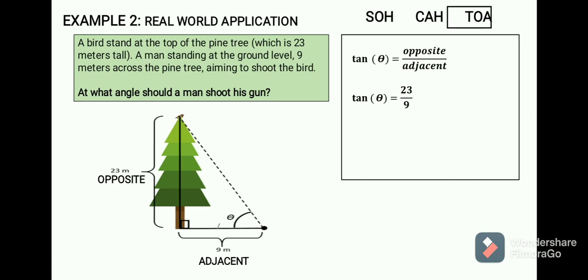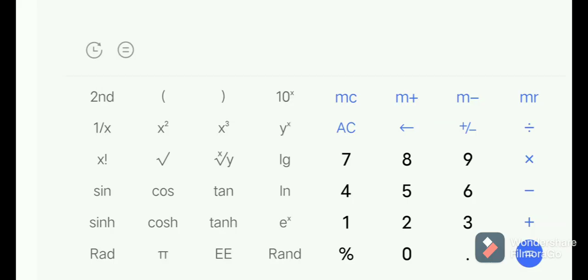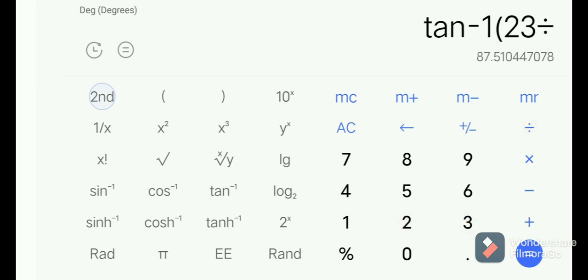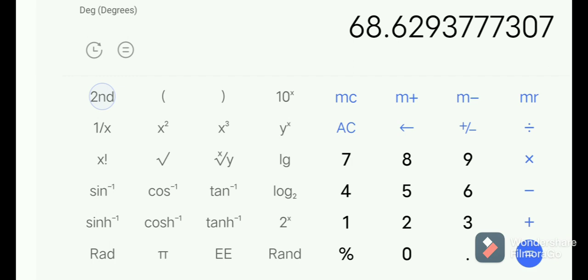Then let's rearrange our equation using inverse tangent. We need to use inverse tangent because this will give us the angle theta. Then let's solve the equation using our scientific calculator. Tap inverse tangent, then 23 divided by 9, then click the equal button.